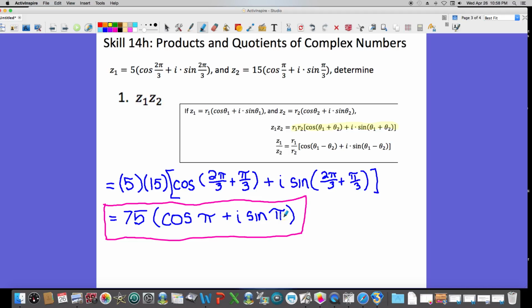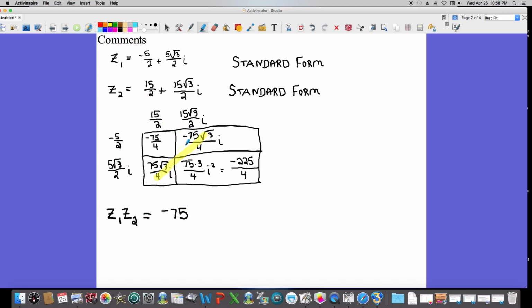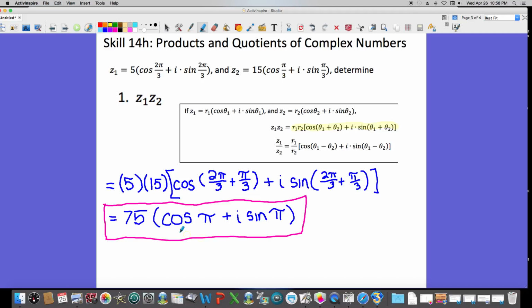The sine of pi is 0, because if you look at the angle pi and you look at the y-coordinate, you're on the x-axis. You haven't moved up or down, so that y-coordinate is 0. So you've got 75 times negative 1. Hey, that's negative 75. That's the answer that we got through the ugly table, making sure that you don't make any silly mistakes in multiplying the fractions together. I get negative 75, only I write the negative 75 in polar form.